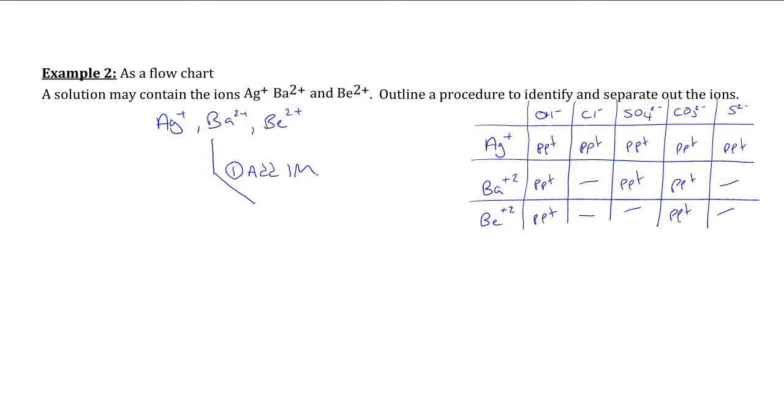If we choose the sulfide, for example, in this case, we could add 1 molar of Na2S, sodium sulfide. And when we add that in, it would form our precipitate of the silver sulfide solid, and that's out. And then for the rest of it, we can follow coming off to the left here. We've now still got our barium and our beryllium ions.